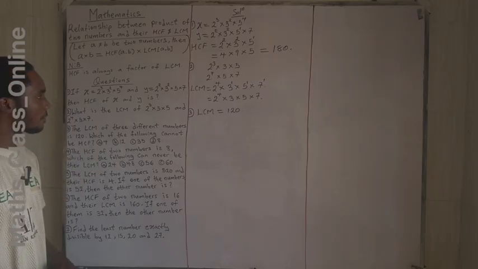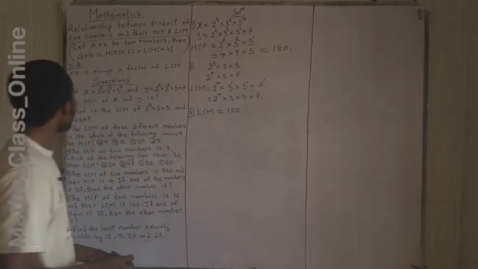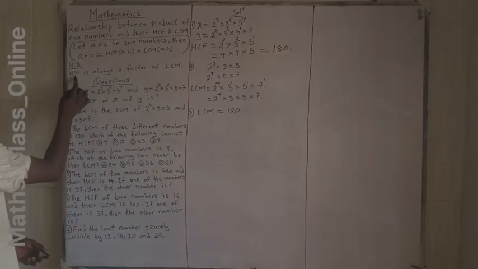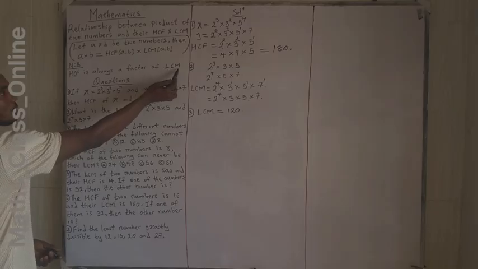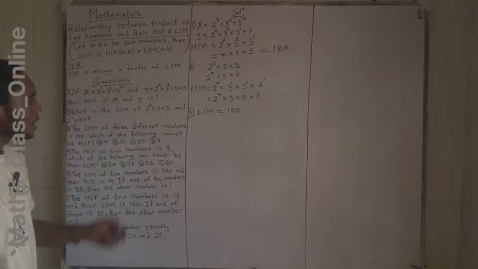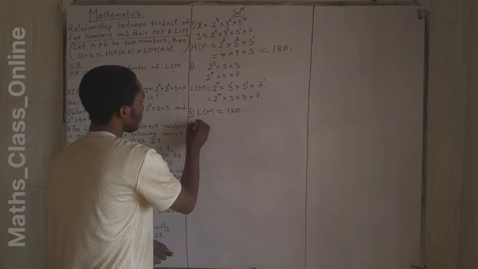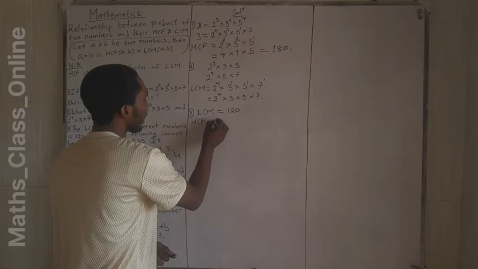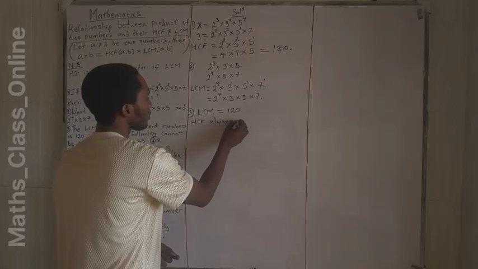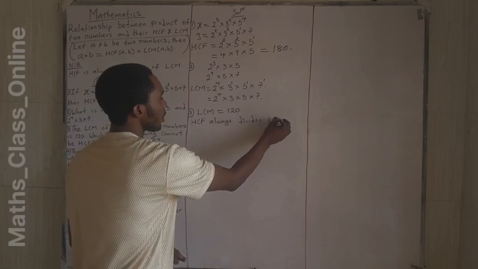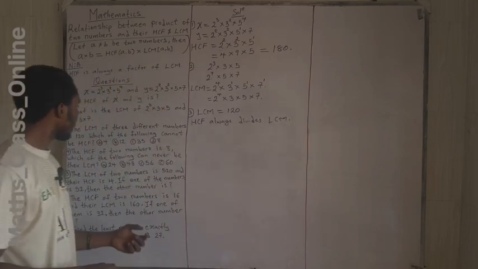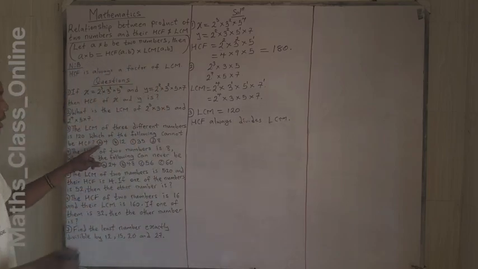What are we going to do here? Let's come back to this. Highest common factor is always a factor of least common multiple. That means that highest common factor always divides least common multiple. Let's start from the first number here. The first number here is 4.